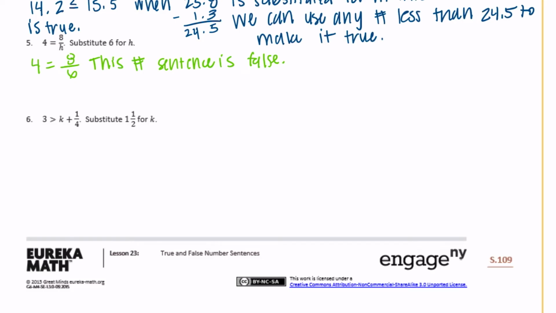How can we make it true? So how could we make this true? We need 4 to be equal to 8 over something. So 8 divided by what is equal to 4? Well, 8 divided by 2 is 4. So we can make it true, and since it's only equal to, there's not a range of answers we can use. The only thing that makes this true is by substituting 2.